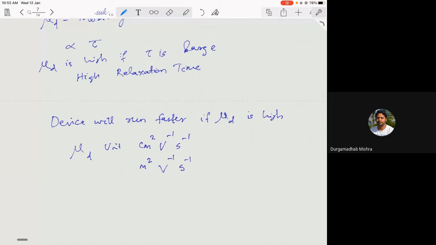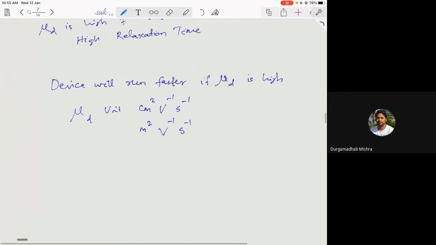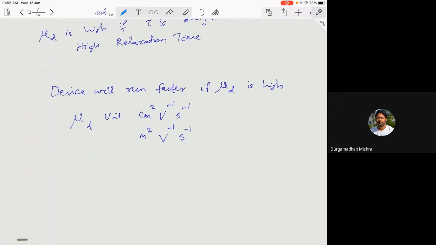I will stop right now. If you have any question, since it is already time. We will do one example in the next class about this, that the device will run faster, meaning the operation time of the device.